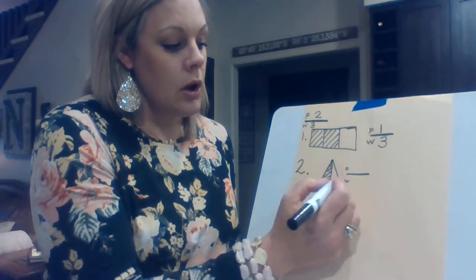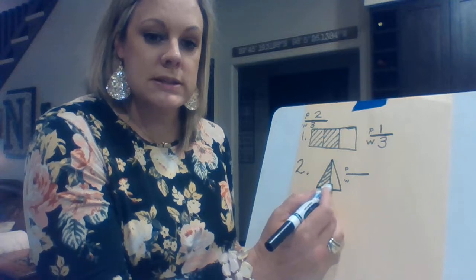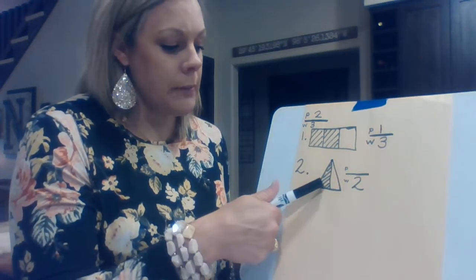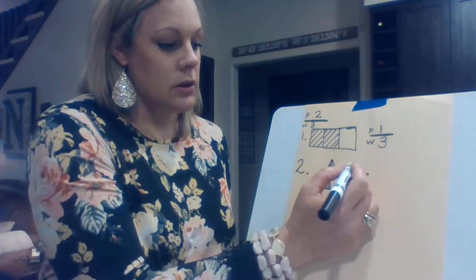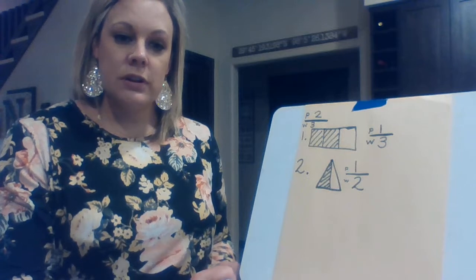Now, let's start with the whole. How many pieces make up the whole thing? There are 2. But how many parts did I color? Just 1. And so that answer is 1/2.